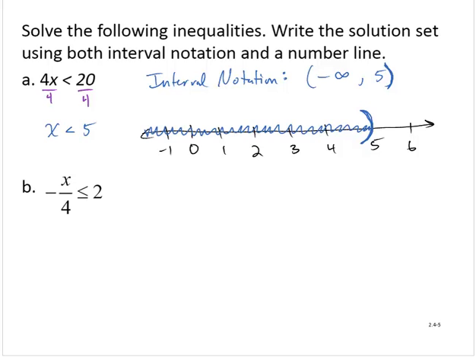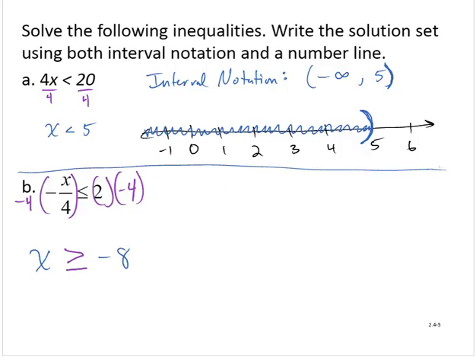Exercise B. The opposite of x over 4 is less than or equal to 2. To isolate the variable, I would multiply both sides of this inequality by negative 4. Now be careful, since I'm multiplying through by a negative number, I must flip that symbol of inequality, and this yields x is greater than or equal to negative 8.